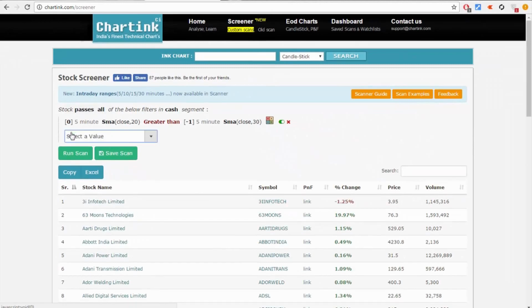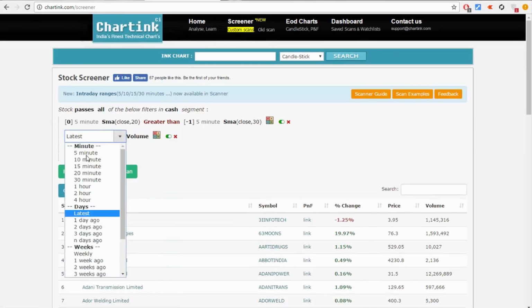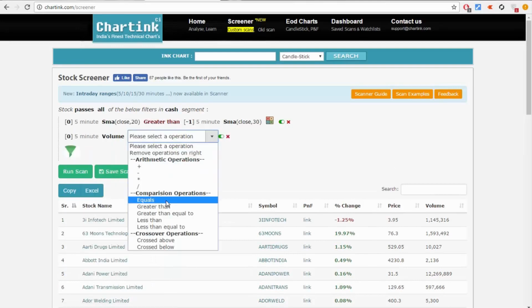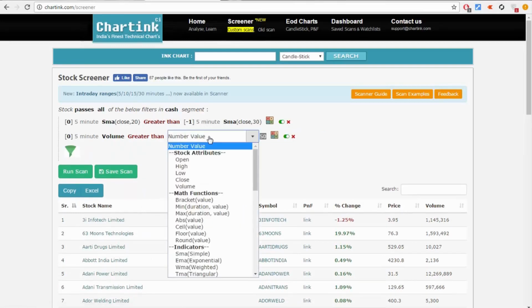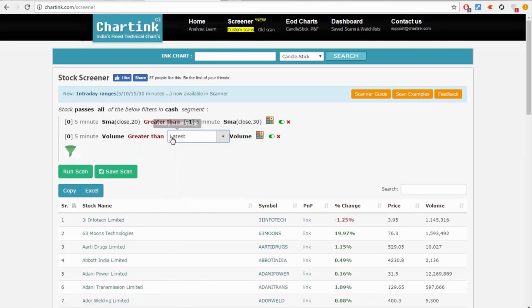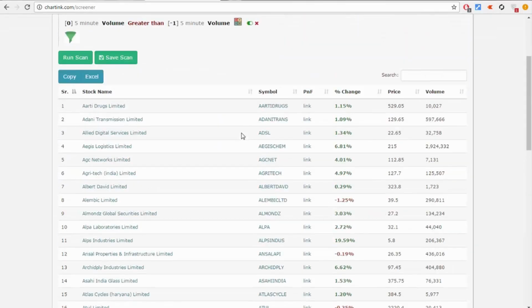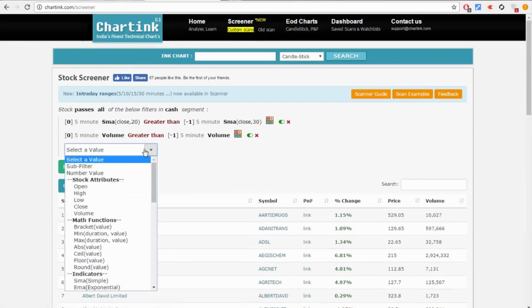So I want to add some more conditions. I want volume also, the 5 minutes volume greater than the 5 minutes previous volume. So I'm adding another condition. I just run it, and once again it filters out. If you want another condition, you can add it.